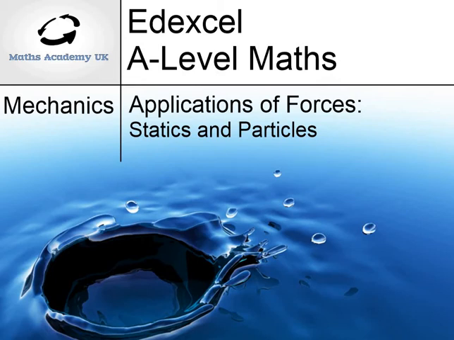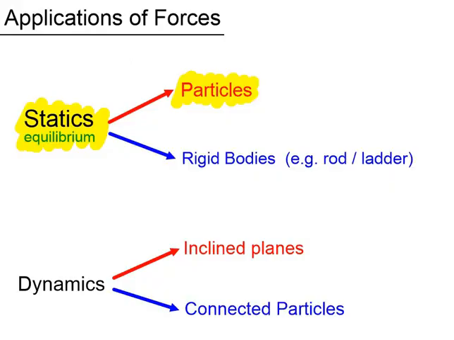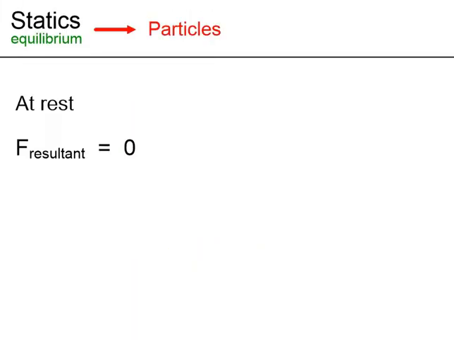Applications of forces, statics and particles. So we're looking at particles which are at rest, so they're not moving. The resultant force on the particle in any direction is zero, which also means the acceleration will be zero, which is obvious if the particle is at rest.